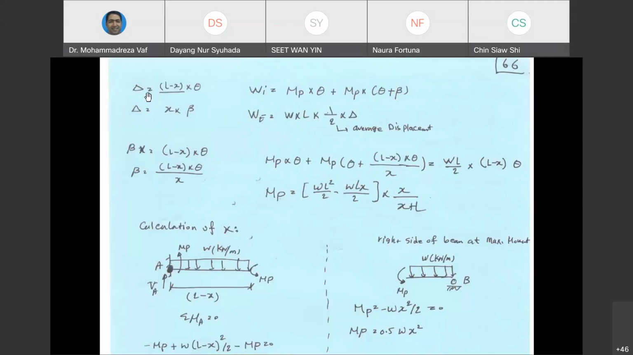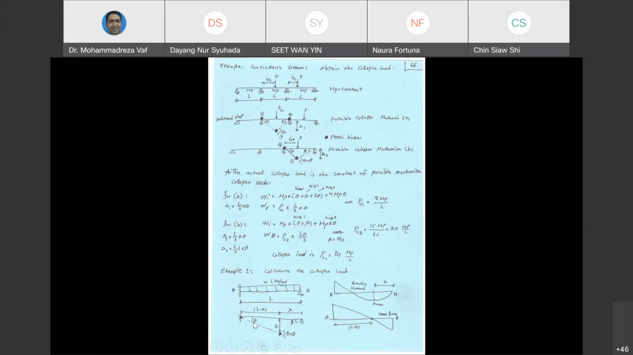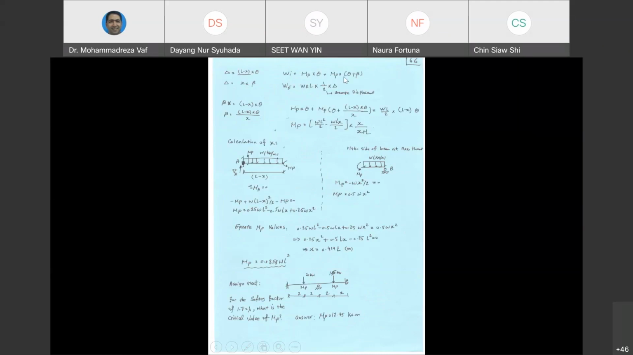Based on mathematics, I have calculated delta based on theta and beta, like the previous example. Internal work is going to be MP multiplied by theta plus MP multiplied by theta plus beta. This is coming from here: we have one plastic hinge, MP multiplied by theta, and MP multiplied by theta plus beta. And we don't have any work for the right side because it is the place where the bending moment is 0. So this is basically the calculation of internal work.